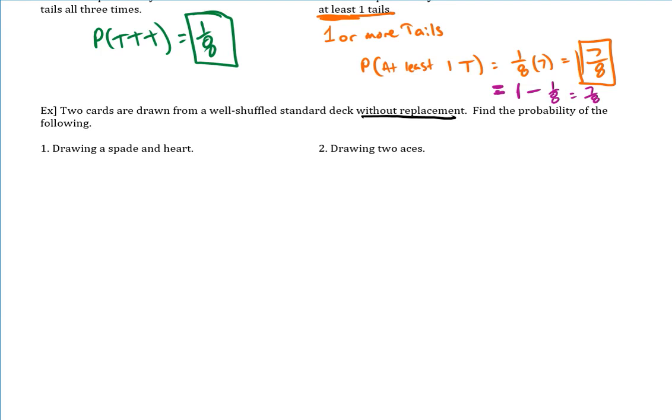So find the probability of the following: drawing a spade and a heart. Here we have to be careful because it is multiple events. 2 cards are drawn. So you need to get a spade and a heart, and it doesn't say the order. So we could have first a spade, second a heart, or we could have first a heart, and then the second card could be a spade. That's how we could break it down more formally with our language.